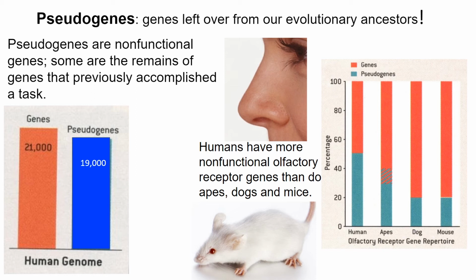For example, comparing the olfactory receptor genes across multiple groups, we can see that our more distant relatives, like mice, have a relatively large proportion of their olfactory genes that are functional. However, as we move closer to humans, fewer and fewer of those genes are functional but still present. As much as 19,000 pseudogenes may be present inside of the human genome.